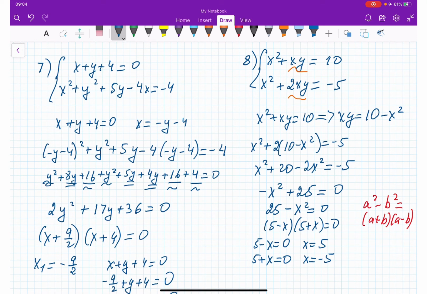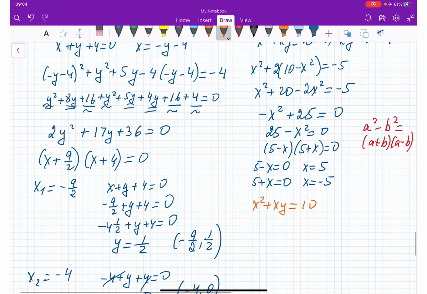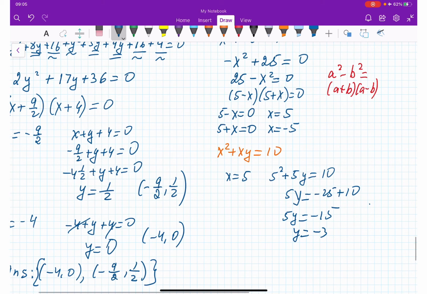And I'm going to plug into the first one, x squared plus xy equals 10. So let me write down x squared plus xy equals 10. Let me plug in x is equal to 5. And we are getting 5 squared plus 5y equals 10. 5y is equal to negative 25 plus 10. 5y is equal to negative 15. y is equal to negative 3. So the first answer is going to be 5 and negative 3.